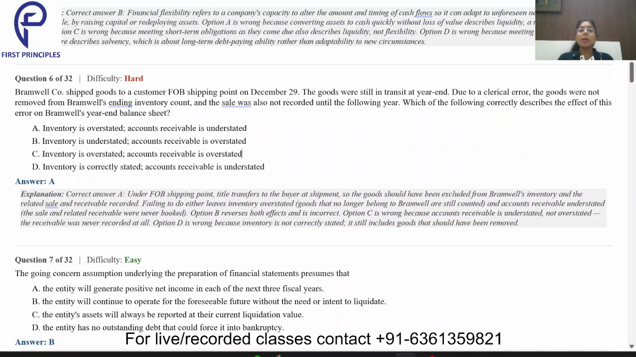Then the second part of the question says the sale was not recorded until the following year. That means this year we did not record the sale. When I record the sale, I will debit accounts receivable and credit sales. But I have not recorded the sale, so I have not recorded my accounts receivable. So my accounts receivable is understated. That is why option A is the correct answer. We did not remove the inventory, so inventory is overstated, and we did not record the accounts receivable, so accounts receivable is understated. Simple.